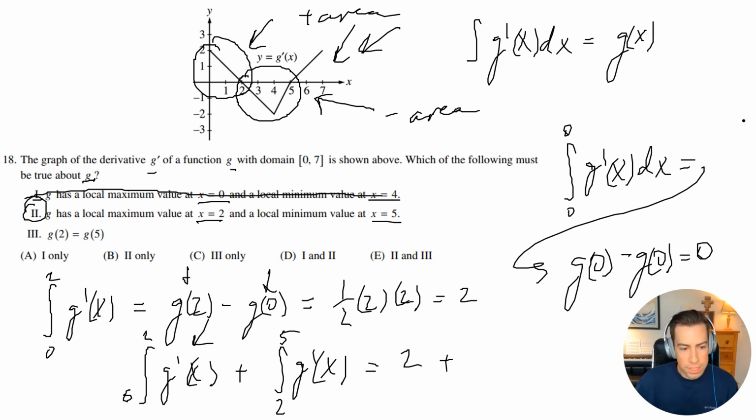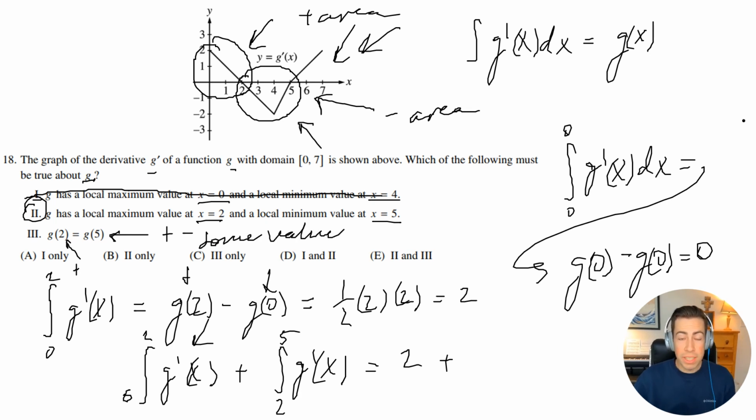And then the last one, g of 2 equals g of 5. Well, I know that that cannot be the case because one of these is positive, and then one of these is going to be a positive minus some value, right? Because again, this whole region is negative. So therefore, the correct answer is going to be answer choice B, because it is 2 only.